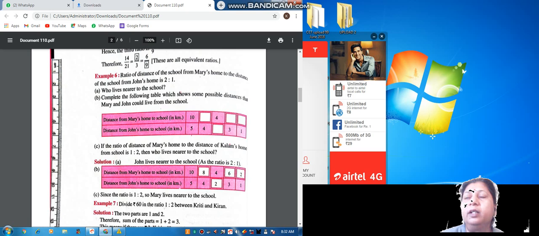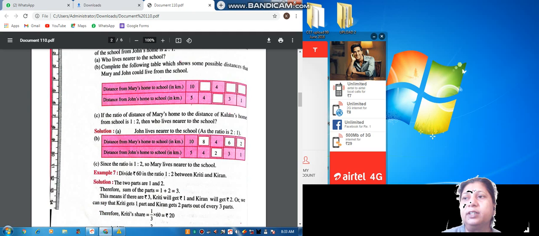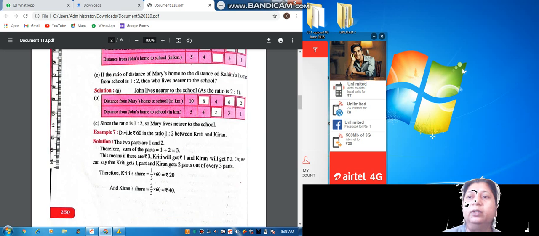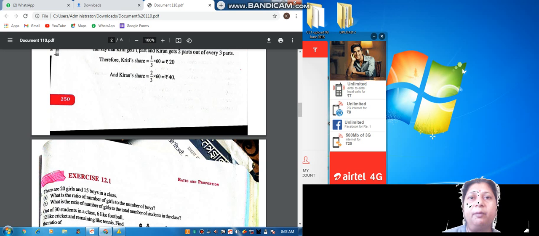Okay. Next, John's house is at 3 kilometers distance from school. So we have to multiply 2 by 3 so that we can calculate the distance of Mary's house from school. That is 3 twos are 6. Now it is 1. So 1 multiplied by 1 gives 1. So we have to multiply 2 by 1, that is 2 here. Okay, so see the answers here. It is exactly similar to what we discussed here. Get it? Fine. So I think everyone is clear about the ratio.